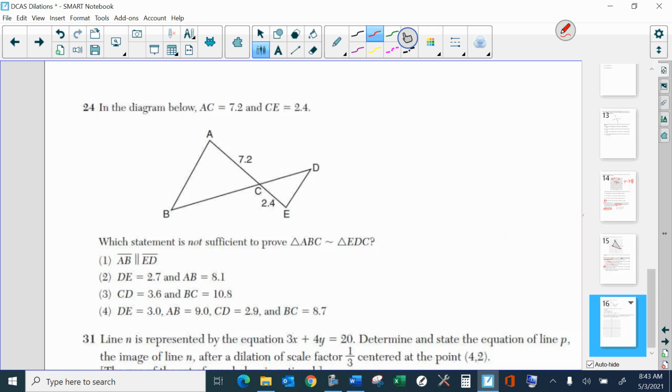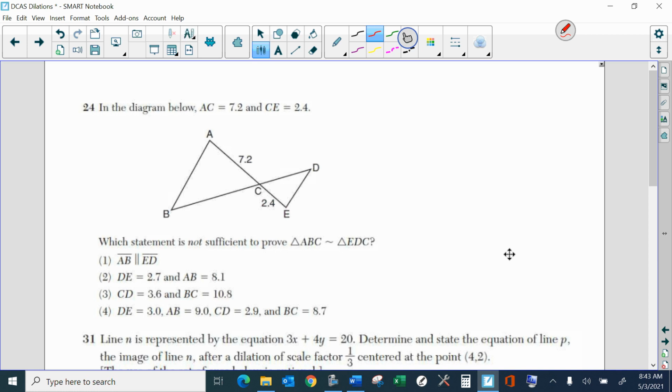Boy, we must be getting close. Oh yeah, last one. In the diagram below, AC is 7.2, CE is 2.4. We have vertical angle theorem right there. Should know that. Which statement is not sufficient to prove triangle ABC is similar? So 2.4 to 7.2 is 3 times. So the scale factor, a ratio, would be 3. Scale factor or ratio is 3 to 1. Okay, 7.2 is 3 times 2.4.